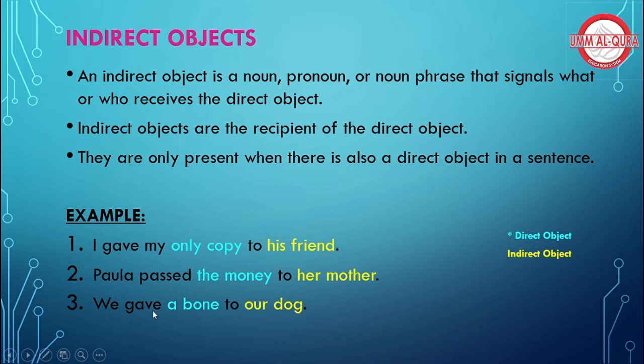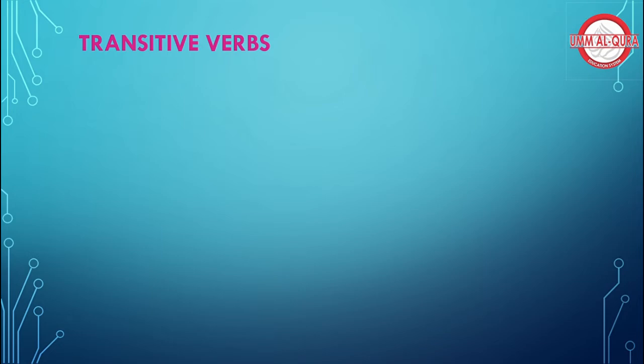We gave a bone. We are the subject, gave is the verb, a bone is the direct object, while our dog is the indirect object. I'm sure through these examples you will be able to differentiate between direct and indirect objects. Now, keeping these two in mind, we are going to learn about transitive verbs.